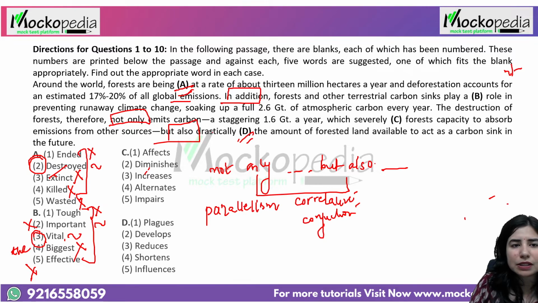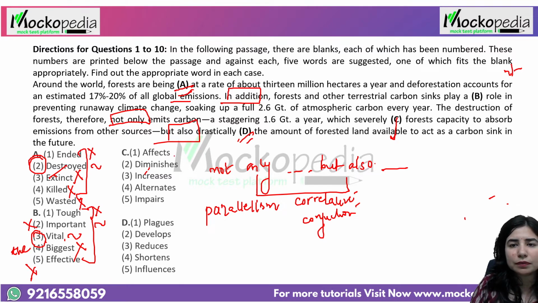So this is emitting carbon, which is severely, so comprehension is very important because pehle hi unhone keh diya ki global emissions ka responsible deforestation hai, kyunki 17 to 20% ho raha hai. So that information koi build kar rahe hain aage, right? So this is with severely dash capacity to absorb, to matlab reduce kar deta hai ya cut kar deta hai, right? So I can say affect karta hai, to koi bhi aapka predicted word ho sakta hai.